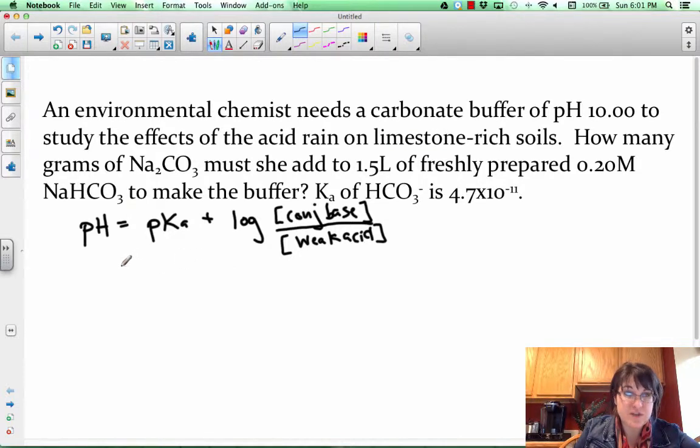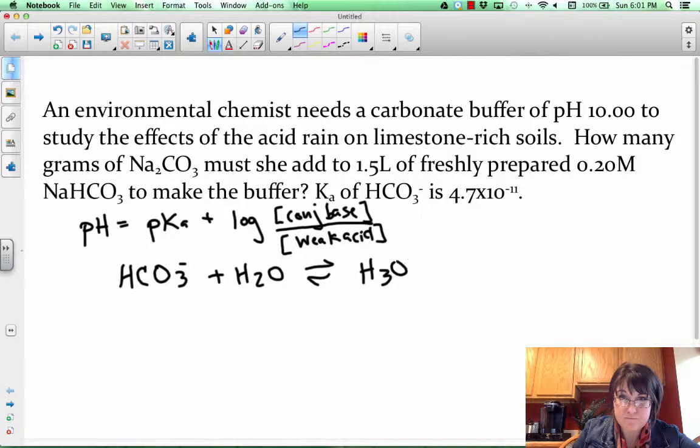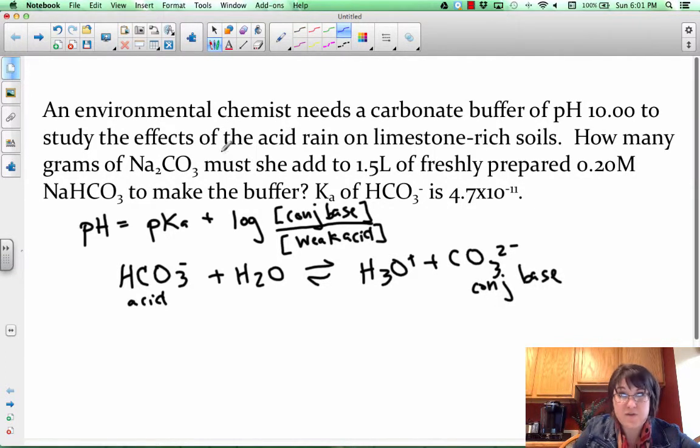Let's look at the equation that we're working with. The equilibrium we have at play is between hydrogen carbonate, or bicarbonate, and the carbonate ion, CO3 2 minus. So this is our acid and this is our conjugate base. And notice in our buffer problem, here's where the conjugate base will come from, and this is the salt that our weak acid comes from. So we have both of those in solution. That's how we know we're preparing a buffer.